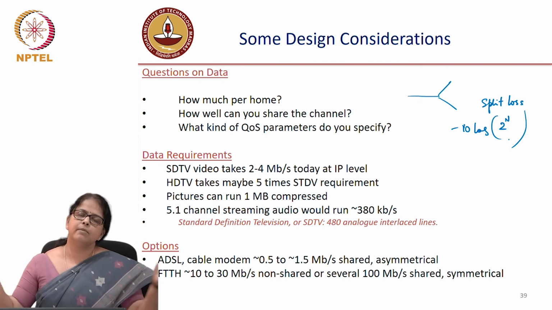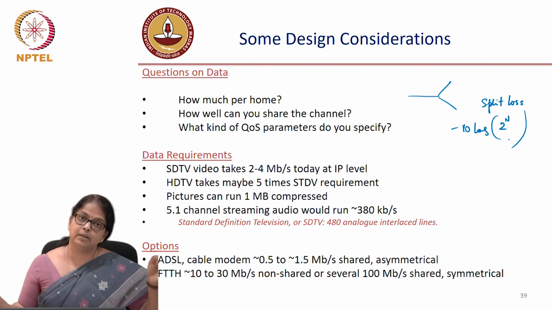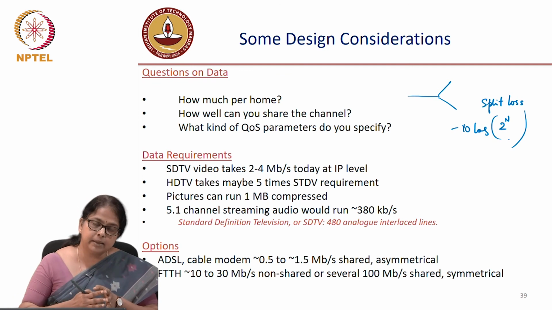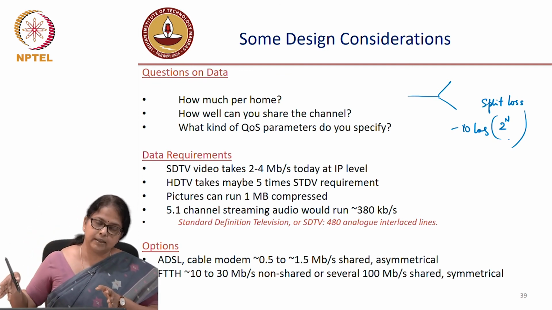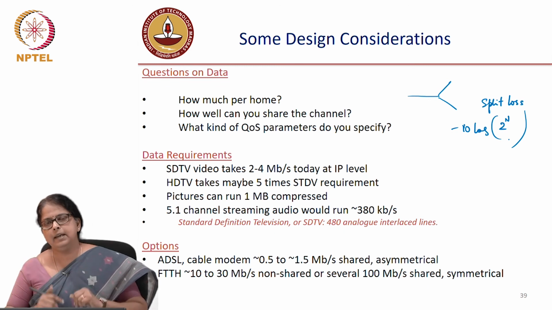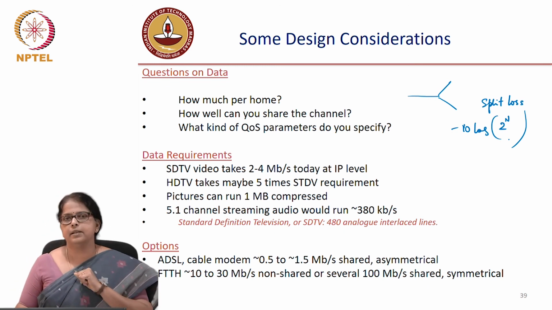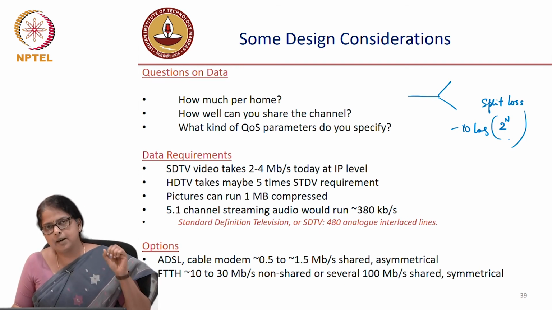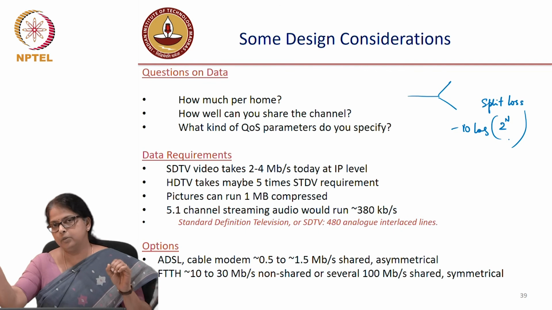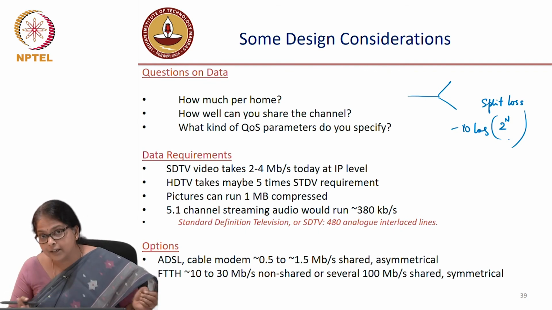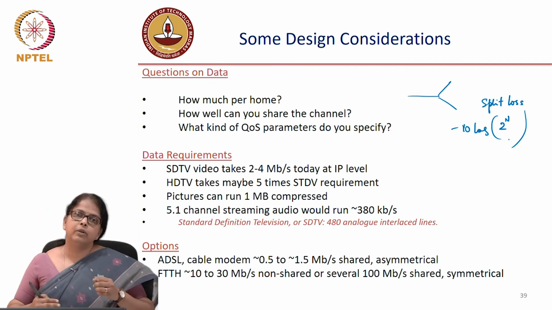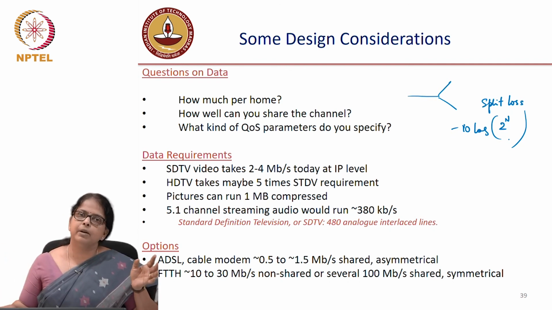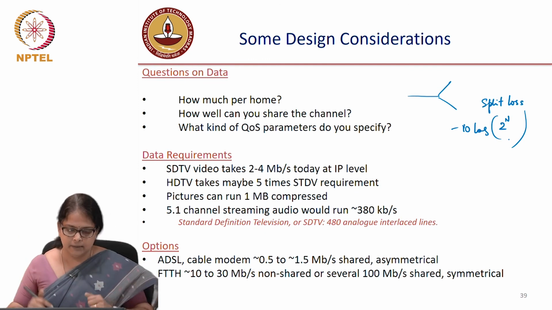And the more the number of users, the more is the split loss, which means the more should be your transmit power, which means that there is a limit on the number of users that can be serviced. So one of the key design considerations is the number of users that decides the split ratio. You cannot arbitrarily increase the transmit power to service all the users simply because of the nonlinear effects in fibers we have said. So you cannot increase the power arbitrarily above 0 dBm, and so the number of users that can be serviced will get limited.